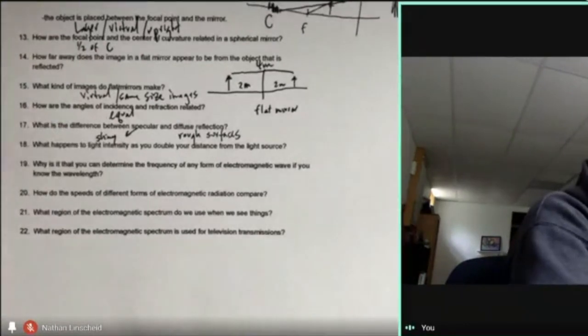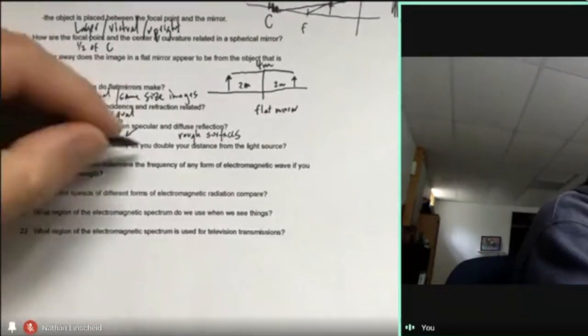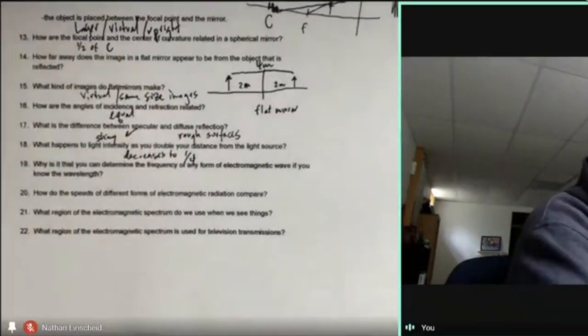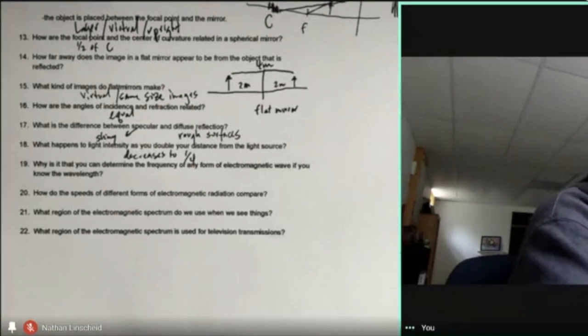18, what happens to light intensity as you double your distance from a light source? The light intensity decreases to 1/4. This again is an inverse square law. So if I triple my distance, my intensity goes down to 1/9. If I quadruple my distance, my intensity goes down to 1/16. If I cut my distance in half, I now have 4 times as intense light.